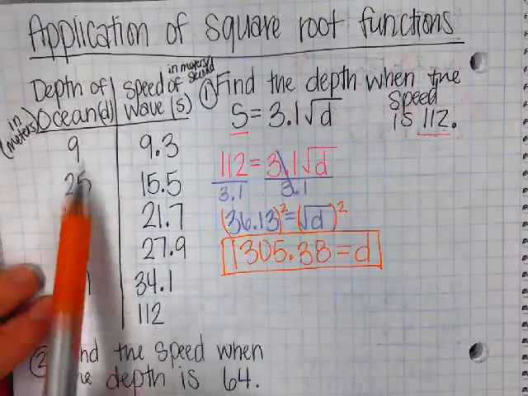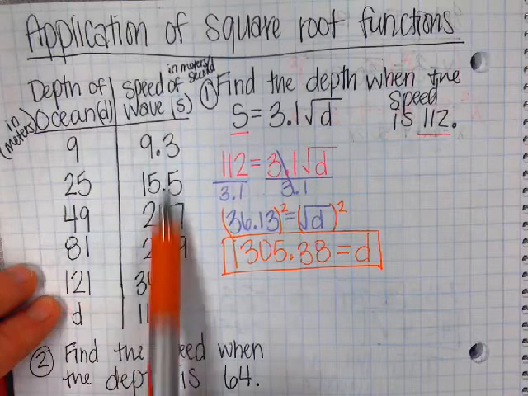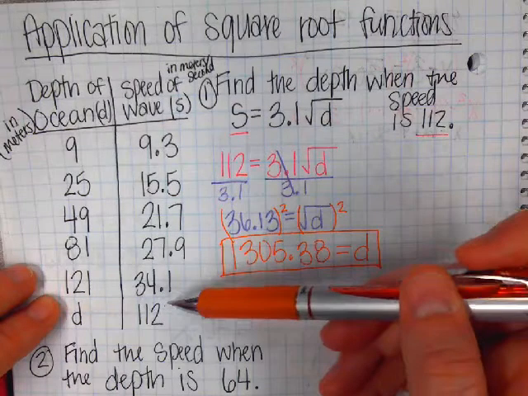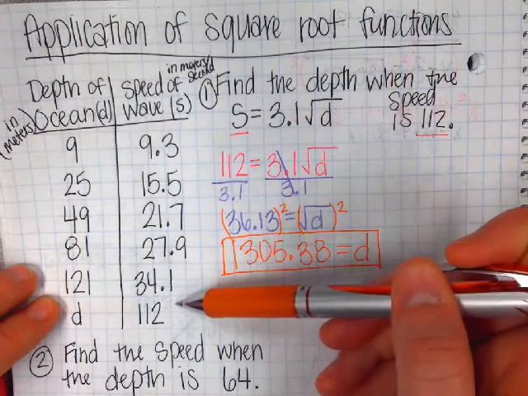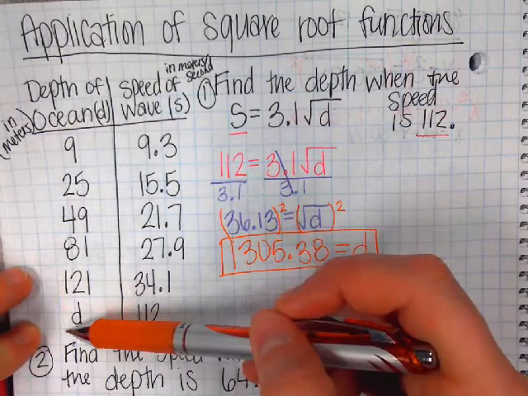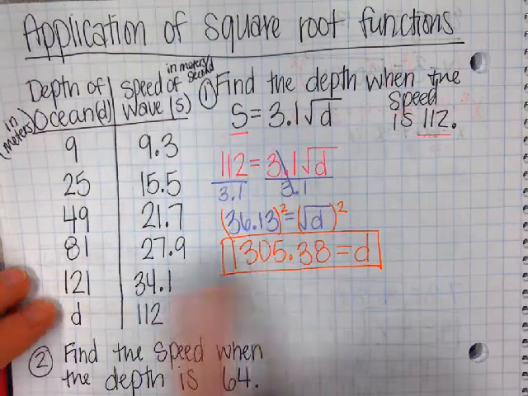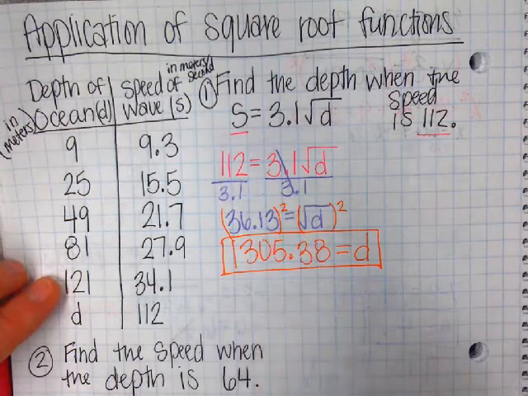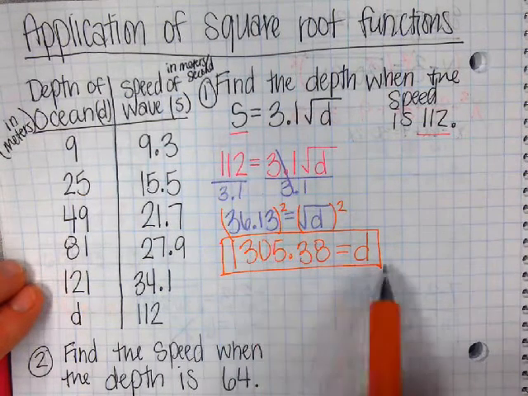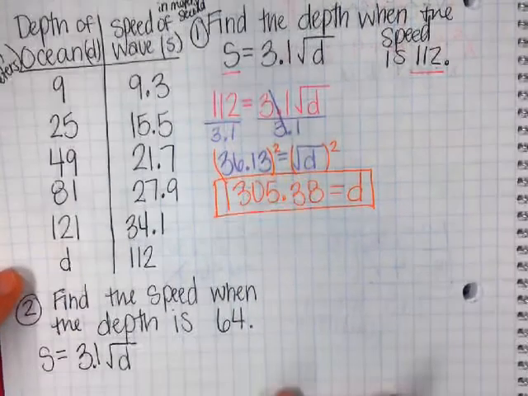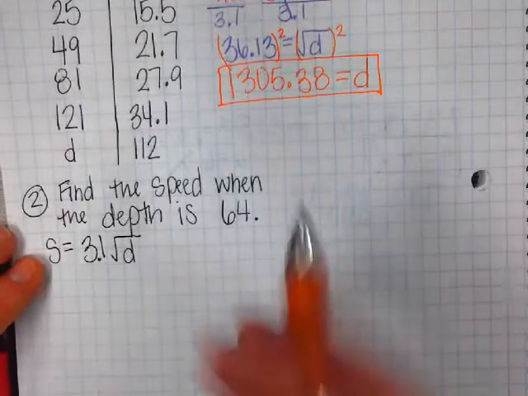If you look at this table, notice the depth goes from 9 to 121. That's a big difference in depth, but the speed is not that different. And then if you look at how much it jumps from 34 to 112, that has to be a huge jump in depth. So that makes sense. You wouldn't want something like 90, or you'd know you did something wrong. So that depth would work. Depth, not distance, I'm sorry.